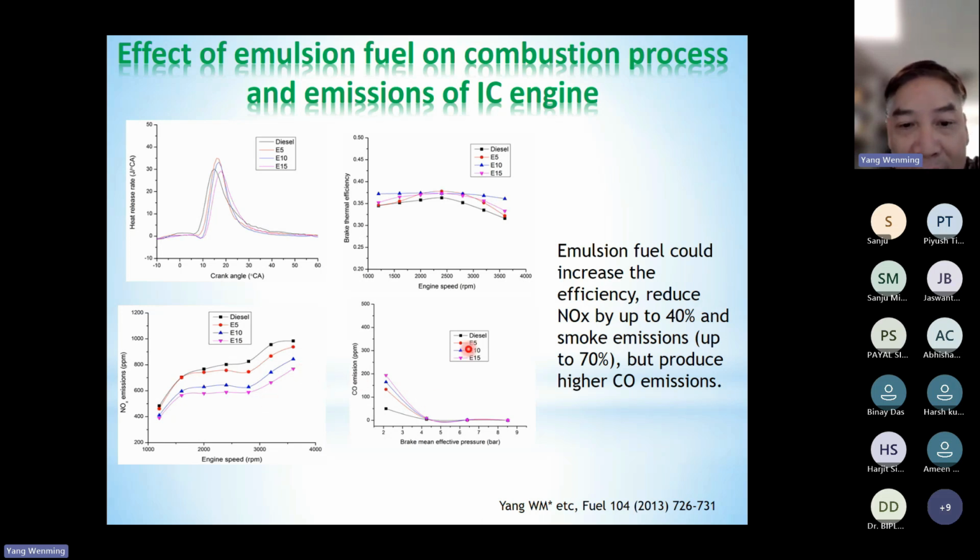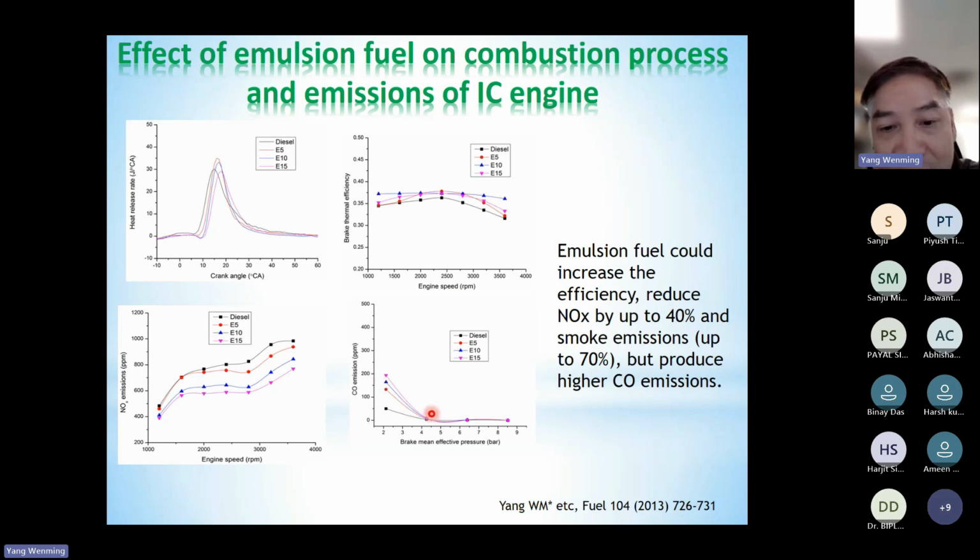Okay, so next one is the CO emissions. CO emissions are basically higher for emulsion fuel. Again, because of the lower temperature, it is not favorable for the oxidation of CO, correct? But the absolute value is still small. For example, the maximum is 200 ppm.